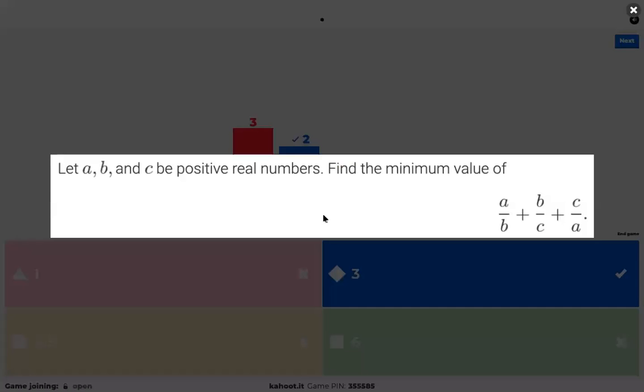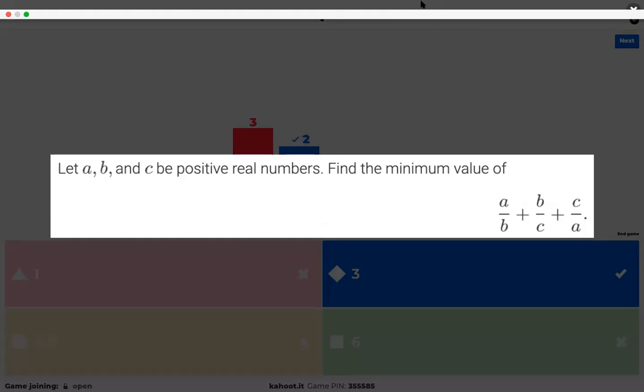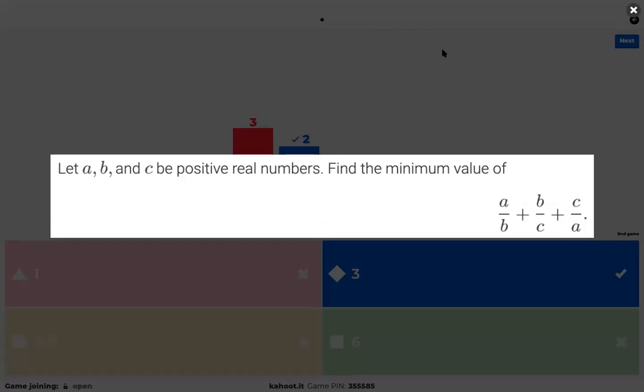So this is an AMGM problem. The three variables we're using are the three fractions and the sum. Did anyone actually use AMGM to solve it? So you have this thing on the left hand side equals the cube root of their product, but their product is just 1. And then you bring the 3 over, and the minimum value is just 3.